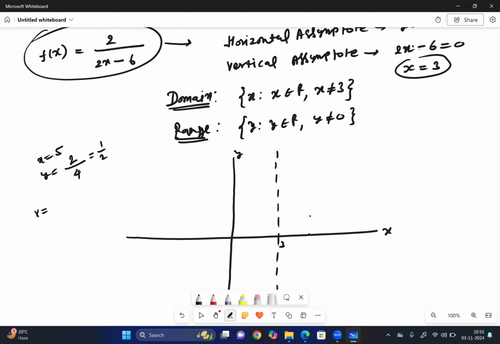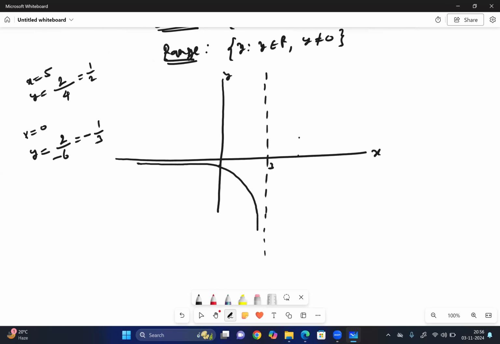So for the y-intercept, if you want to find it, you can put x equal to 0. And you see y is equal to 2 upon minus 6, which is minus 1 upon 3. So that is going to be negative here, something like here. So the curve is going to be like this, like this. And over here, it is something like this. It's coming close to the x-axis, but it will never touch the x-axis.